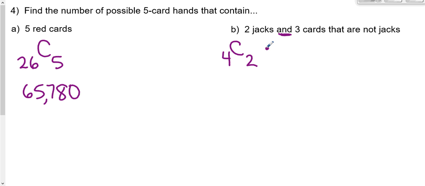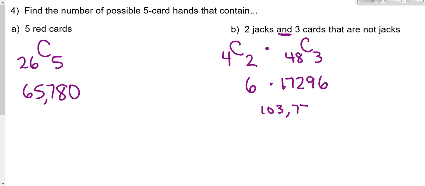How many non-jacks are in the deck? Well, there were 4 jacks in the deck. There are 52 cards in the deck. That means 48 cards are not jacks. So there are 48 non-jacks available, and how many are you getting? You're getting 3. Okay, so when we compute those, the first combination gives us 6, and the second combination gives us 17,296, and when you multiply those, you get 103,776. Okay, let's do a couple more.